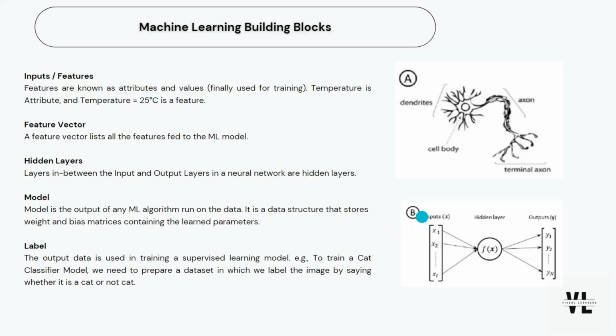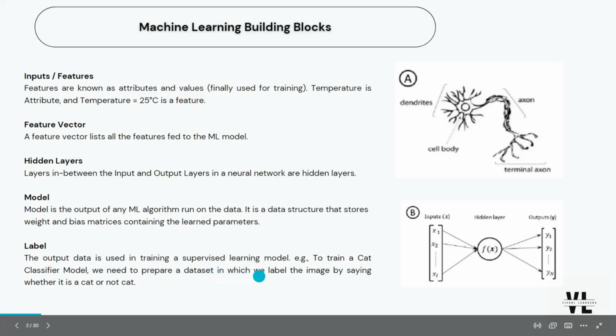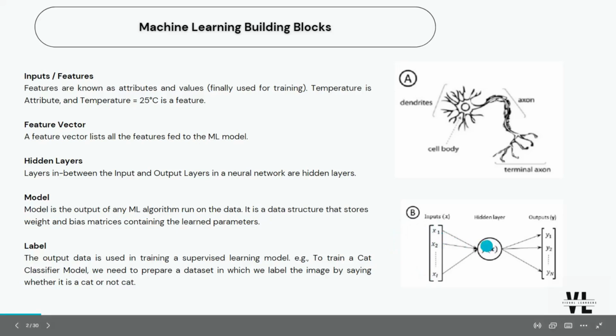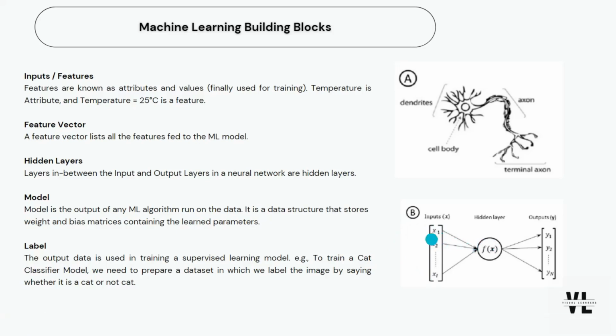Another thing that we need with respect to our inputs are labels, and the output data is used in training a supervised learning model. For example, if you want to train a cat classifier model, we need to prepare a dataset in which we label the images by saying whether each is a cat or not a cat. If the purpose of this model was to classify whether an input image was a cat or not, first you need to feed in the label associated with each data saying that it's a cat or not a cat.